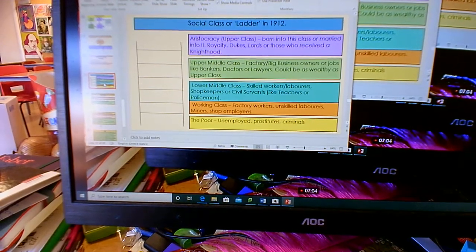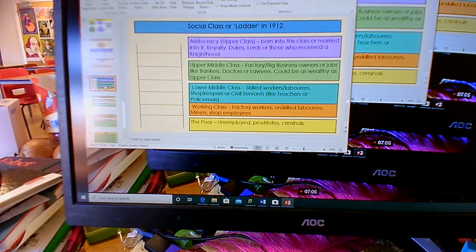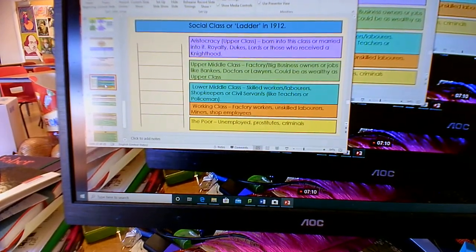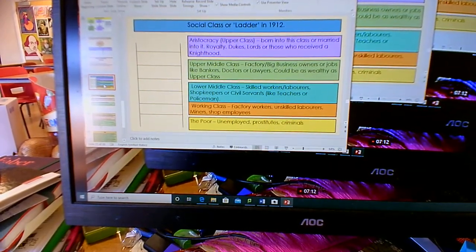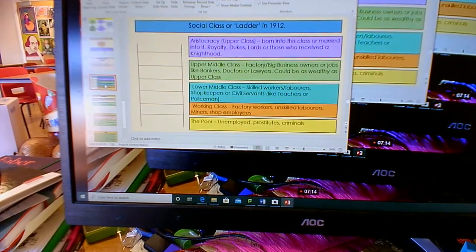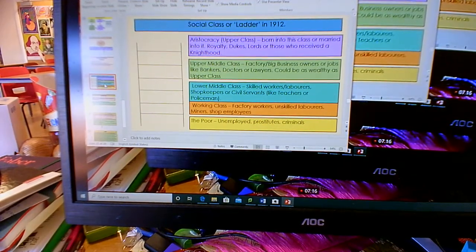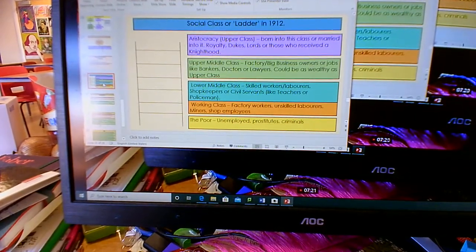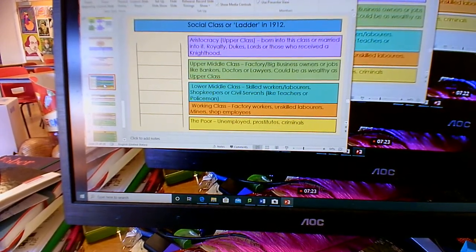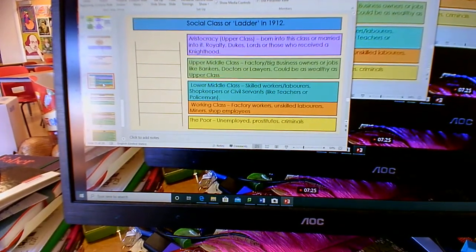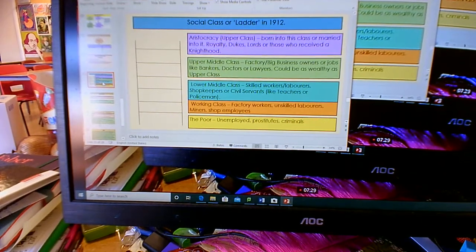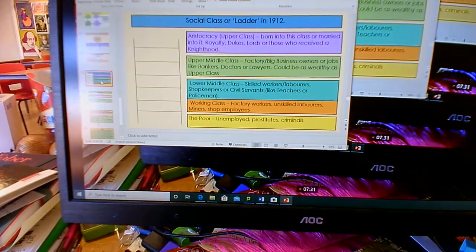Now, at the very, very bottom of the ladder, you have the poor. Now, they were your unemployed, your criminals, or, again, relevant to An Inspector Calls, the prostitutes. So the poor were people that often could be homeless, lived in tiny little rooms, people who didn't have employment. And what we need to remember about 1912 is that there was no welfare system. There was no benefits. There was no NHS. There was no means of social support.